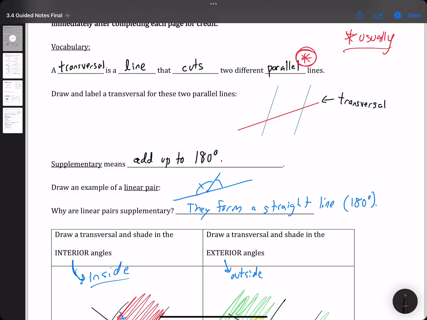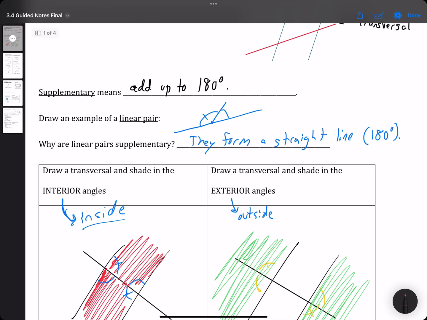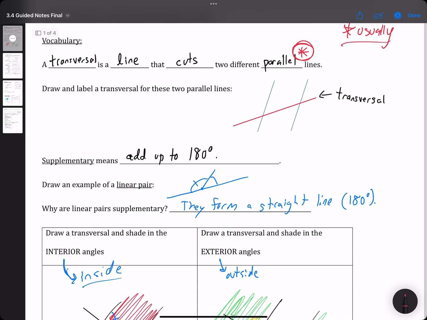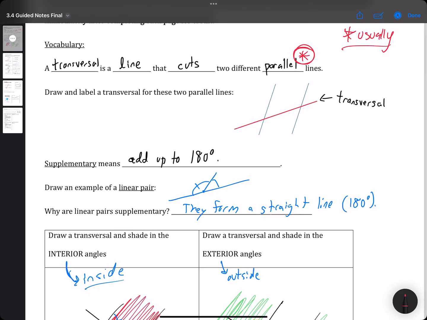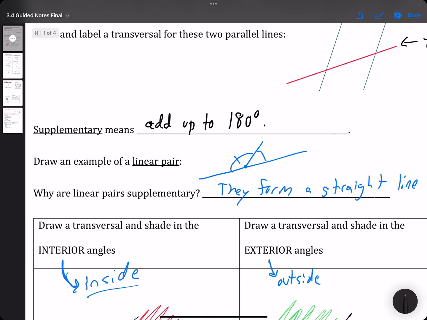Okay, we have some other key terms. These may or may not be things you've already learned. Supplementary means to add up to 180 degrees. Why would I be talking about 180 degrees? Well, in particular, when two lines cross, you're going to end up creating what's called a linear pair. This is an example of that.